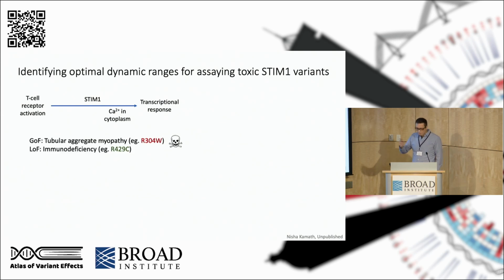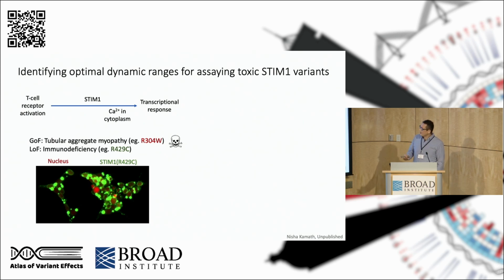Because it's part of this fundamental physiologic mechanism, there are gain-of-function mutations or variants in this protein that result in aberrant hypercalcium influx, which causes tubular aggregate myopathy because it's important for muscle function as well, with the R304W variant being particularly toxic when we overexpress it in HEK cells. There are also loss-of-function variants, where two copies of a variant like R429C result in too little calcium influx and thus things like immunodeficiency, because T-cell receptor activation doesn't do anything.